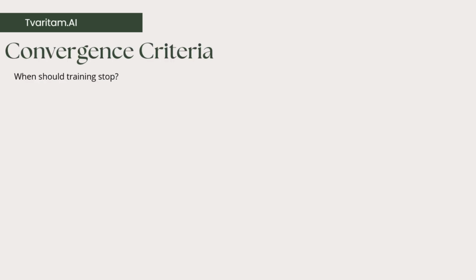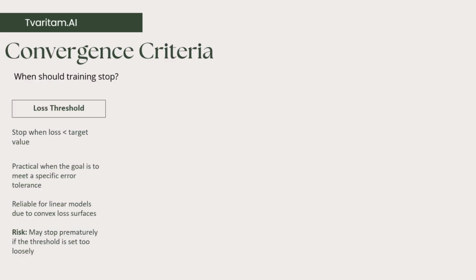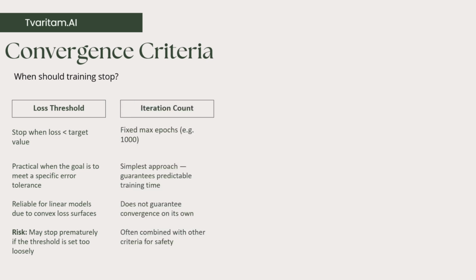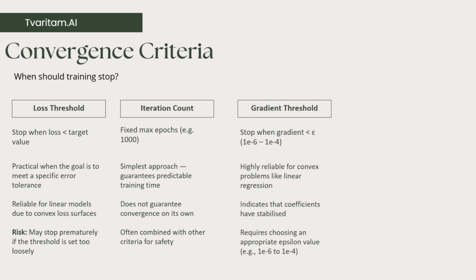For convergence, we have the loss threshold, so we stop when loss reaches a predefined acceptable value. Then fixed iterations or iteration count, where we train for a fixed number of epochs. It is simple but may stop too early or too late. Then gradient threshold: we can stop when gradients become very small. We can set a threshold, and if the gradients are less than the given threshold, it will stop the training process.